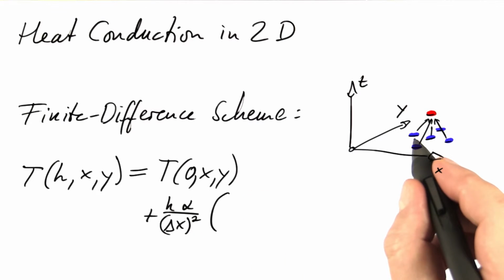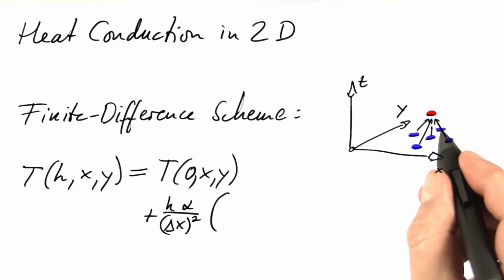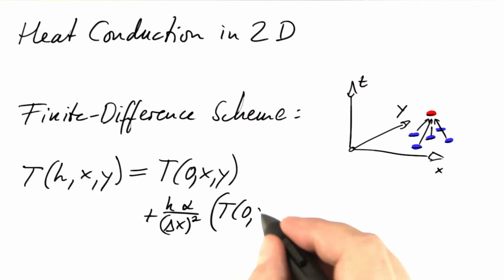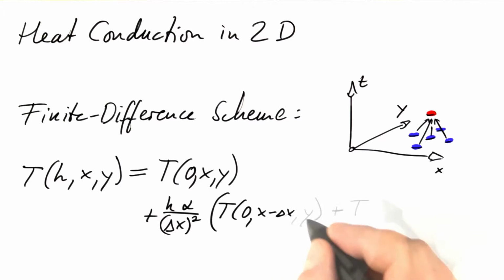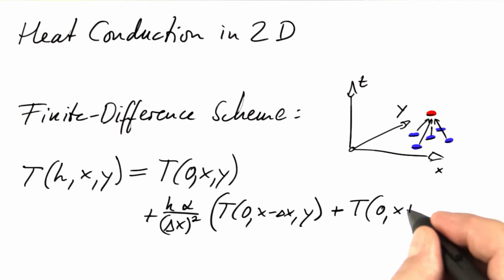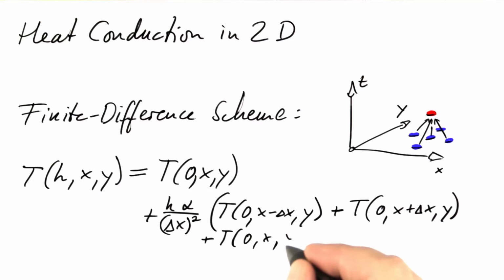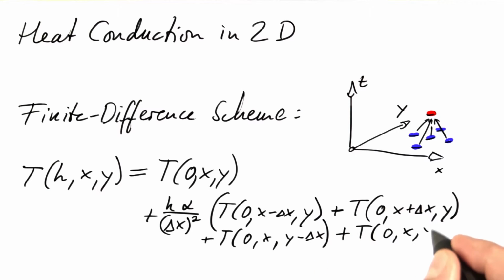The values of our function to the left, to the right, below and above, all at time 0. To the left, x minus delta x. To the right, x plus delta x. Below, y minus delta x. And above, y plus delta x. Hopefully it's not overly confusing that I'm using delta x to also denote the increment of y.